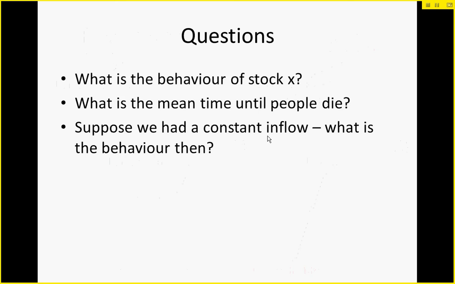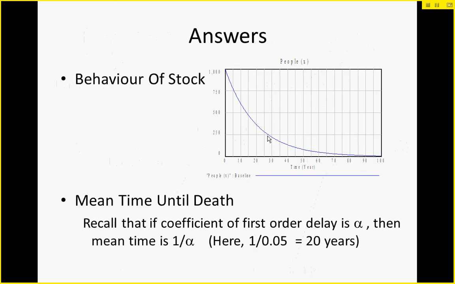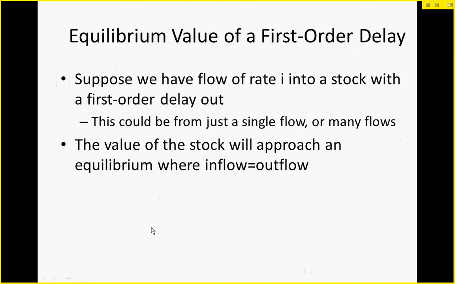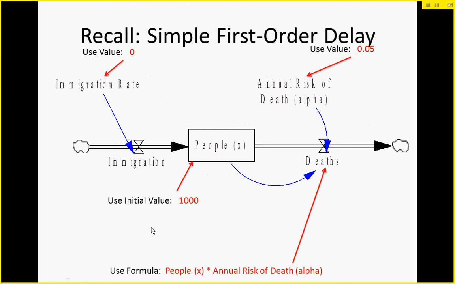And, okay, now suppose we had a constant inflow. So here you have 20 years. Okay, so that's excellent. Okay, so suppose we have a constant inflow, what's going to happen? I would argue, I'll give you a hint, ladies and gentlemen. We already have a constant inflow. It's just that the value of that inflow is what? Zero. So that led to certain behavior. Well, okay, I'll give you another hint. Ladies and gentlemen, is there a feedback in this model? Where is that feedback?